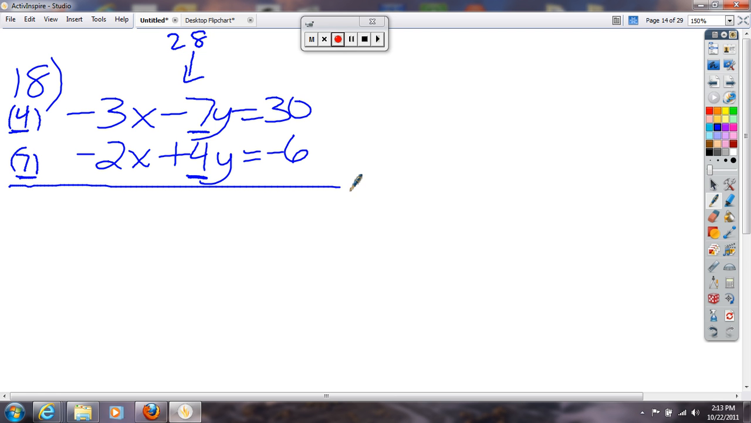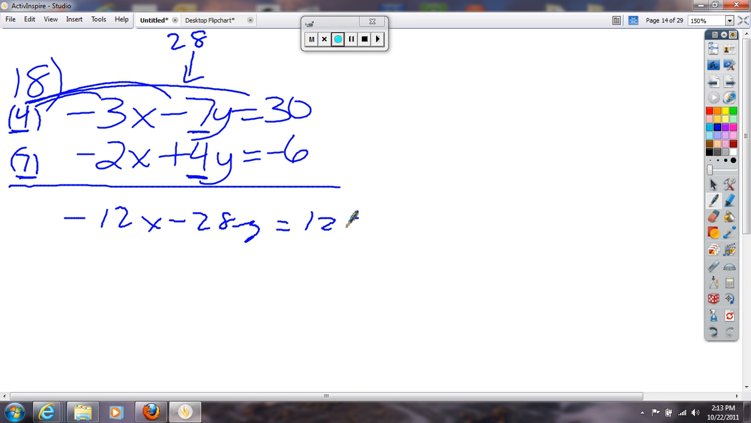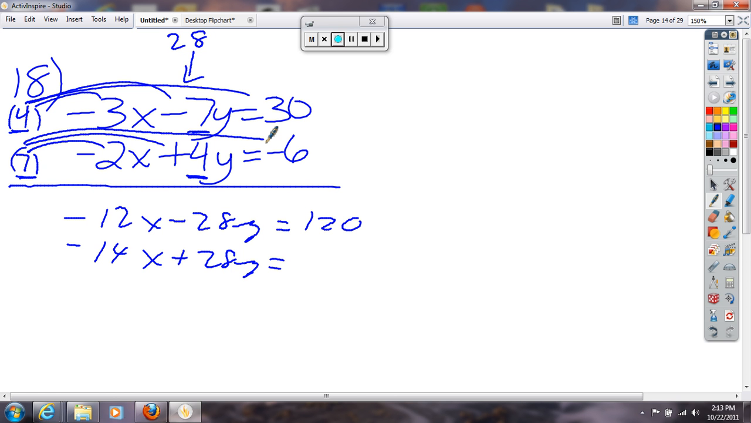So I go ahead and multiply 4 times the whole top row. 4 times 3, negative 12x. 4 times 7 is a negative 28y. And 4 times 30 is 120. On the bottom, it's 7 times the bottom, so 7 times negative 2 is negative 14x. 7 times 4 is a positive 28y. And 7 times negative 6 is a negative 42.